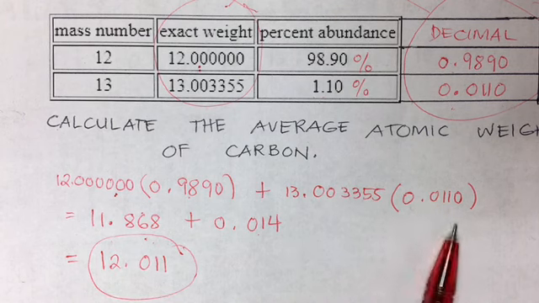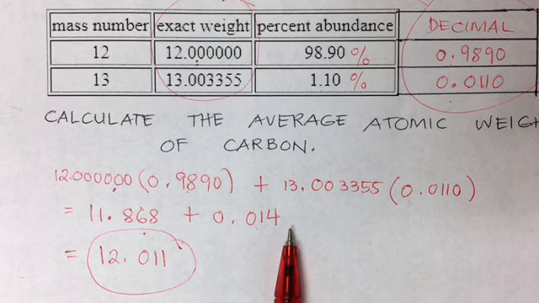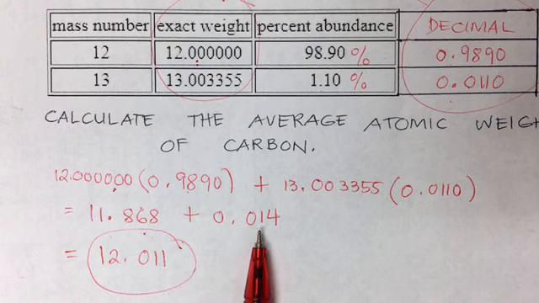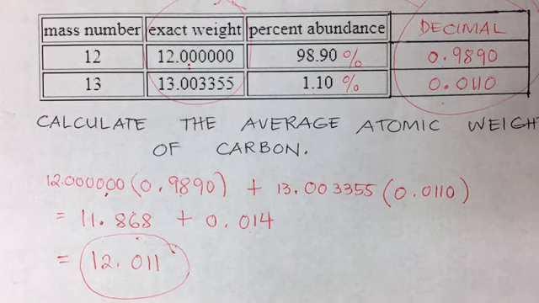And once you put them in place, may I encourage you to multiply them one by one so you can get the product, because it's possible that your isotopes will not just be two. There are elements with many isotopes. So you get the products of each isotope and then limit it to up to 3 decimal places, and then you add. The moment you get all the products, you now add, and the sum is already the average atomic weight. Okay, so that's it for this video.